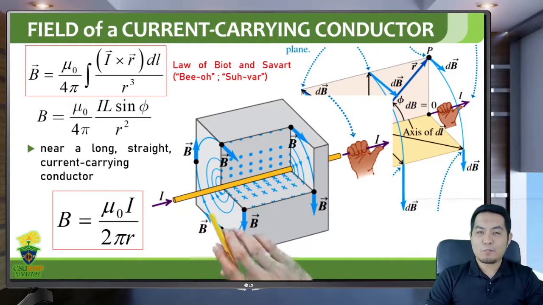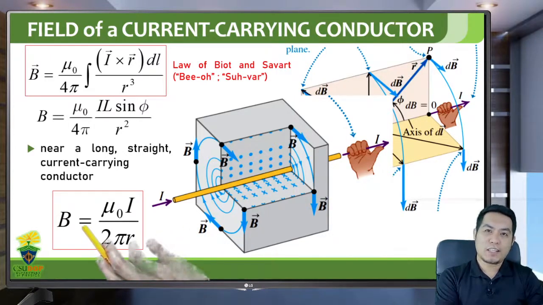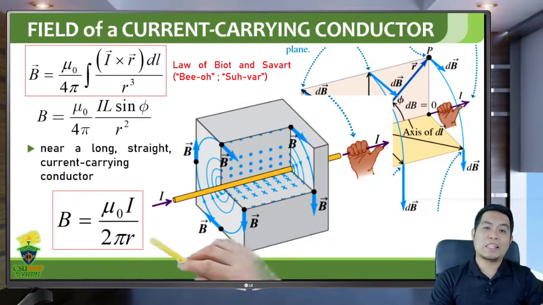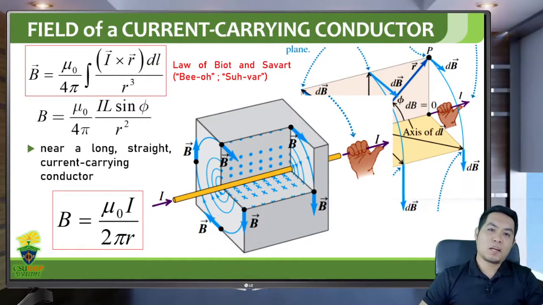As opposed to the magnetic field of a moving charge, the magnetic field of a long straight current carrying conductor only depends on 1 over r, as opposed to the moving charge, which is 1 over r squared. If you are trying to find the magnetic field near a long straight current carrying conductor, then the magnetic field is inversely proportional to r, not r squared. So as you go away from the wire, the magnetic field does not fall off as fast as the magnetic field of a moving charge. It's just 1 over r.